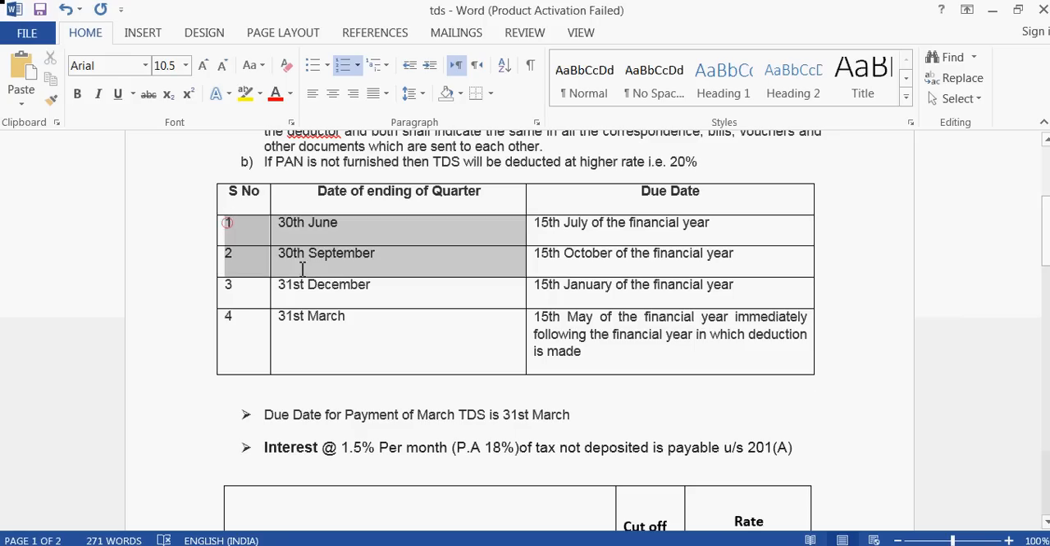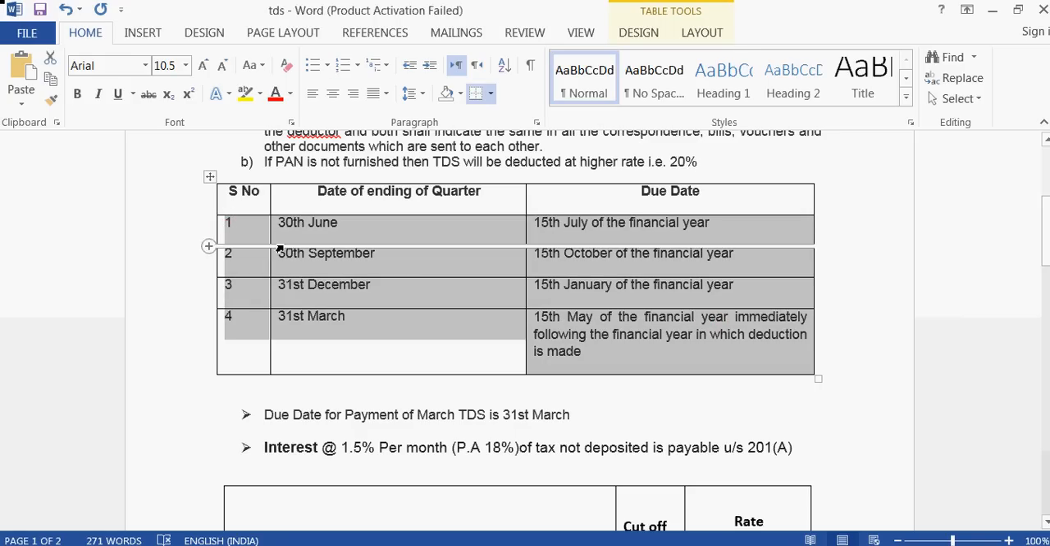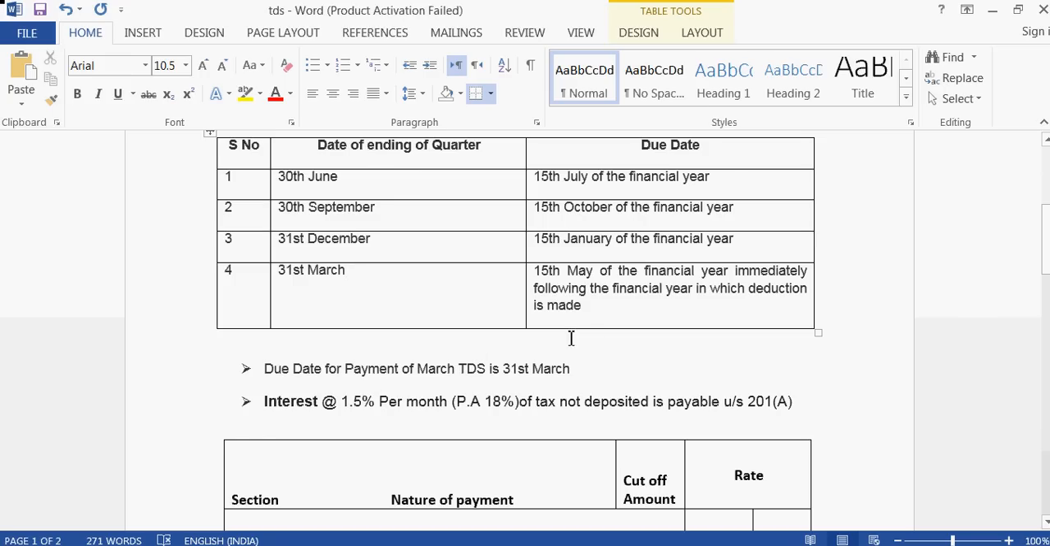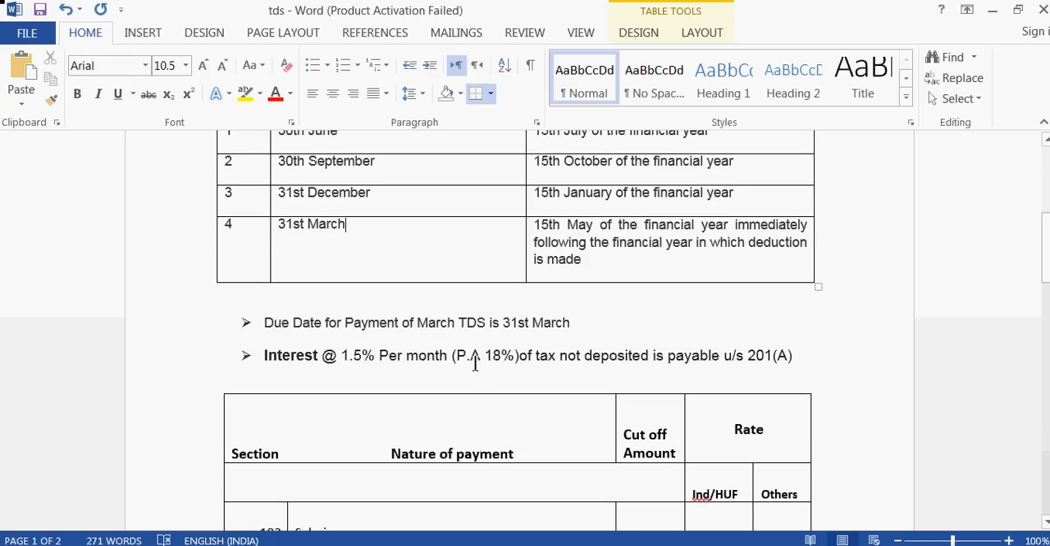These are the quarterly eTDS filing due dates. 30th June is the first quarter end, so we have to file by 15th July of the particular financial year. 30th September is the second quarter end, and we have to file before 15th October. The third quarter ends 31st December, filing by 15th January, and 31st March, filing by 15th May. Before 15th May we have to file the eTDS fourth quarter.